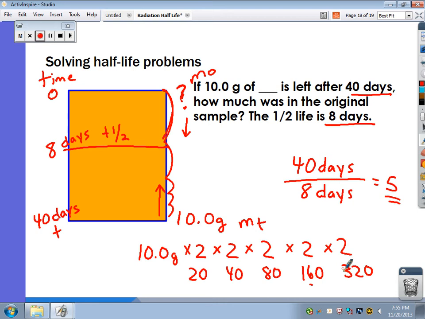So does everyone understand that if I cut it in half going in this direction, to figure out what I had originally, you've got to double it going in this direction. So in this direction, you divide it in half, you tear it in half. In this direction, you put the pieces back together, you multiply it by 2. How do you determine how many times? 8 into 40 goes 5. So I did 1, 2, 3, 4, 5 times.